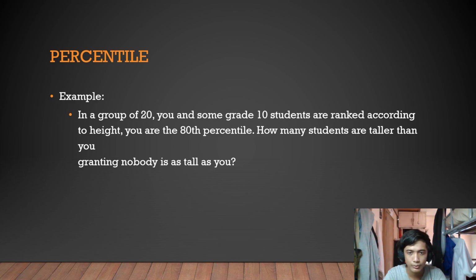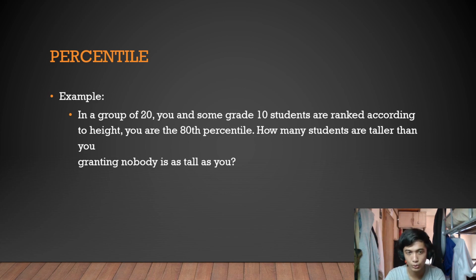Now, to get what is asked in this problem, we need to find how many are taller than you. So you are at the 80th percentile, meaning that the remaining 20% is taller than you. Now, how many? We can just easily solve that by multiplying the 20% with the total number of data, which is a group of 20. That means that 20 times 20%, that would be around 3.